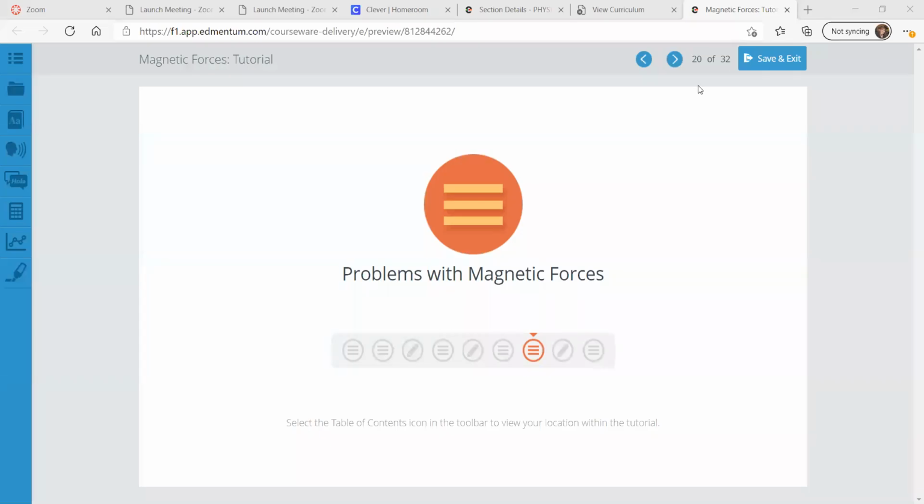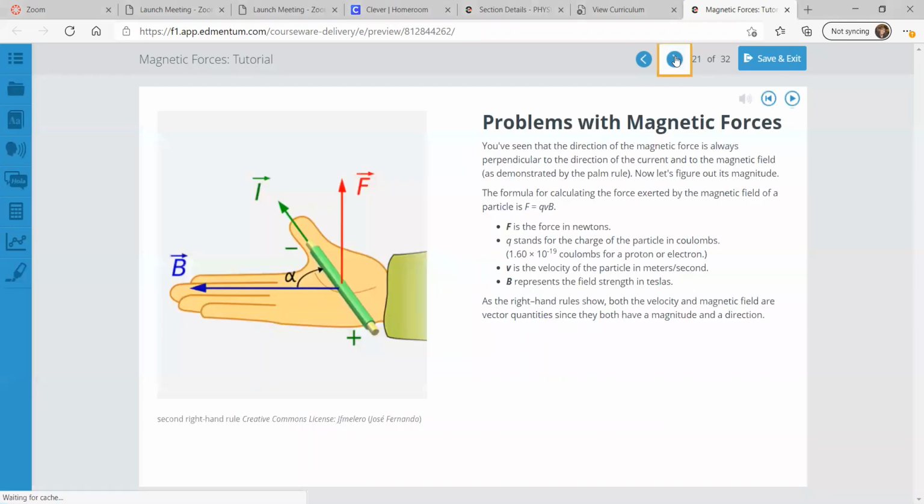All right, it's Mr. Strum again, and we're going to finish up this magnetic forces tutorial with some problems with magnetic forces. So in the homework, you're going to have to solve for the directions of magnetic forces and then use a formula for calculating the force exerted by the magnetic field of a particle.